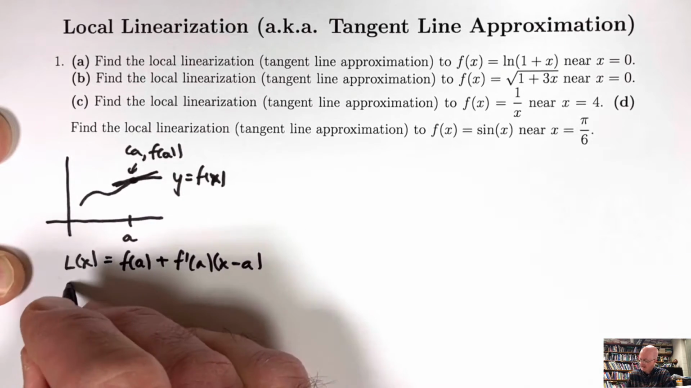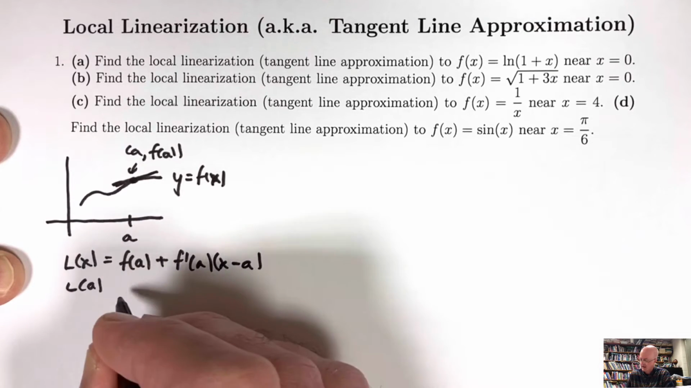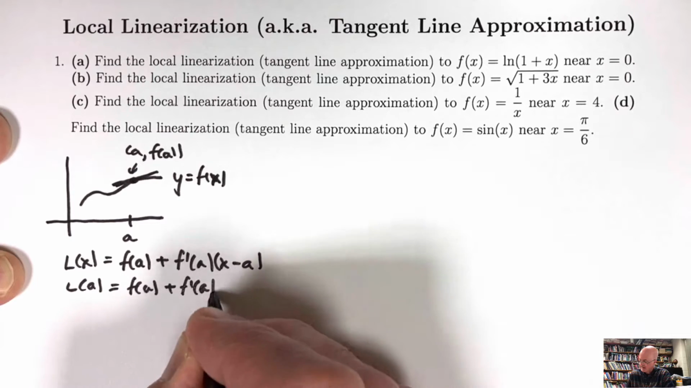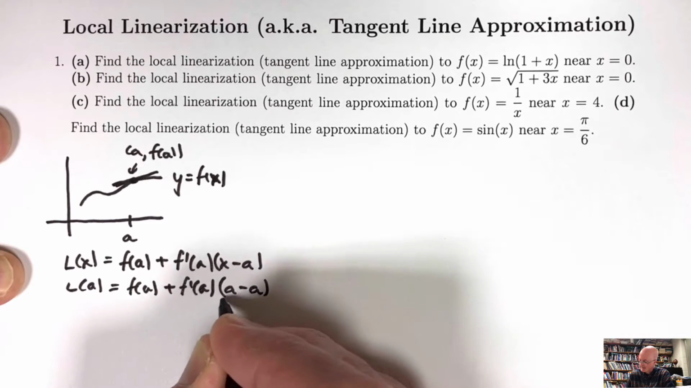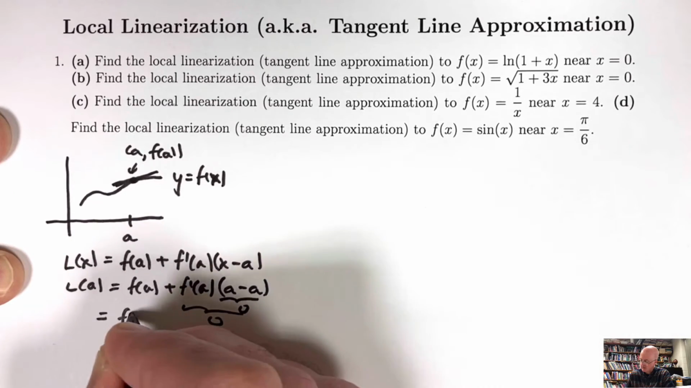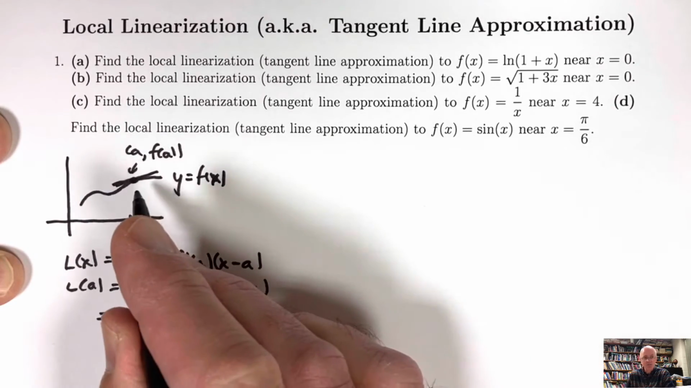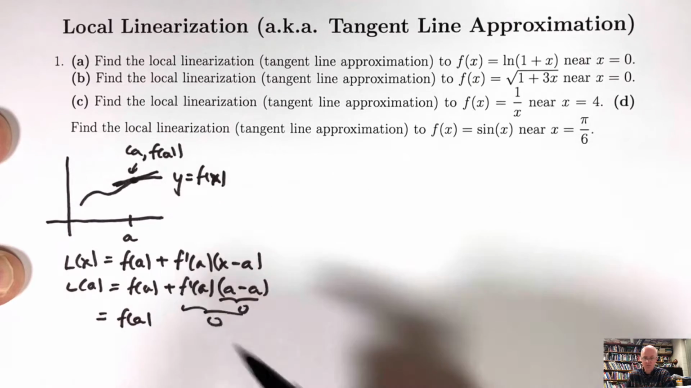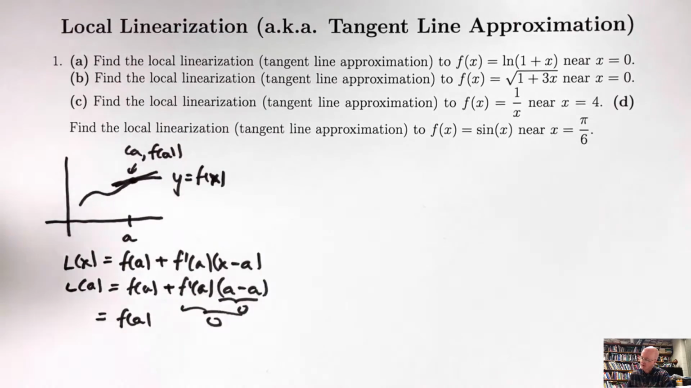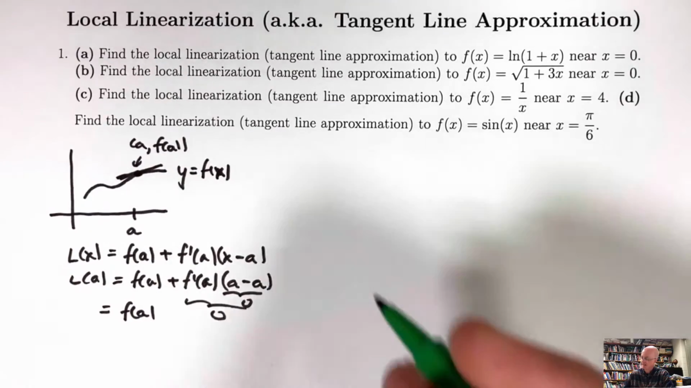When you replace x with this fixed number a, you get f of a plus f prime of a times a minus a, but that's 0, making this entire term 0, making the output equal f of a. This has got the right slope, and it also goes through the right point. That's the function whose graph is the tangent line approximation to f at this point. Now let's go ahead and use it for these examples.